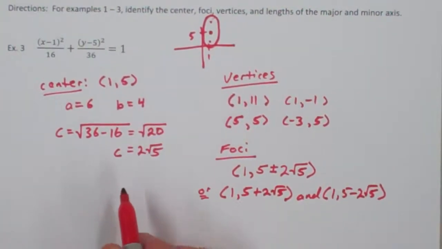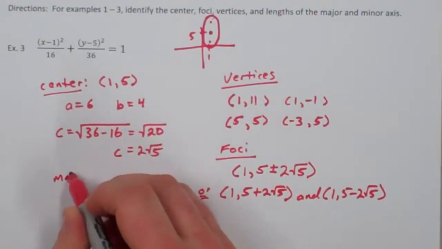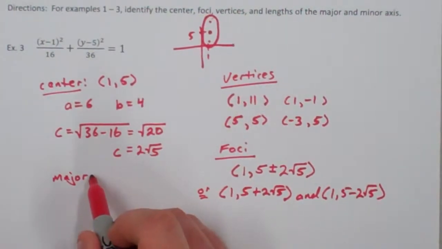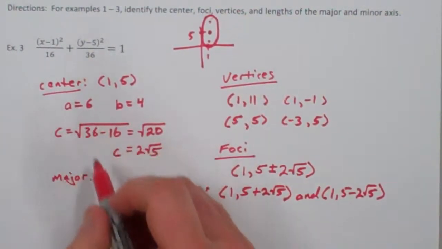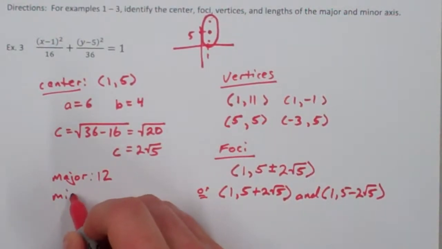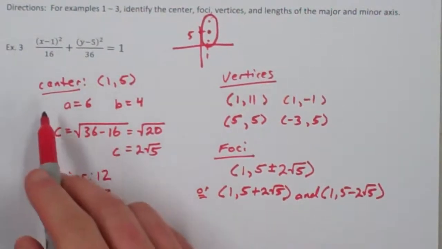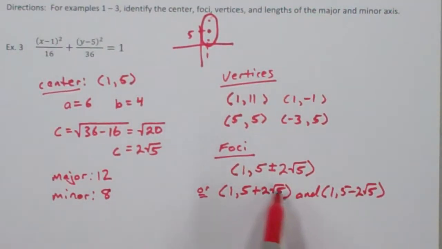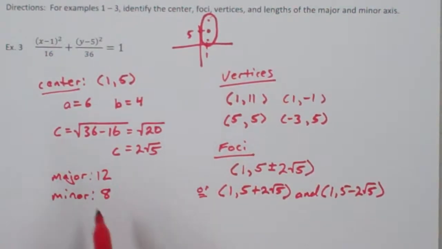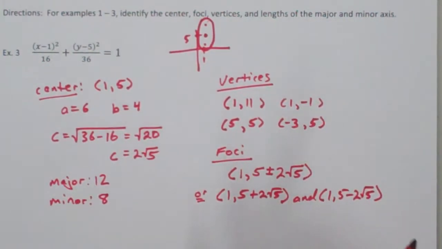The last thing to do is find the major and the minor axes. So the major axis is going to be double a, so that's 12, and the minor is going to be double b, which is 8. So we've got the center, the vertices, the foci, the exact values for the foci, and then the major and the minor axes.